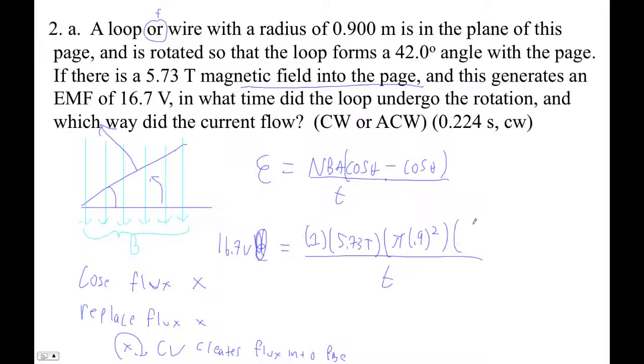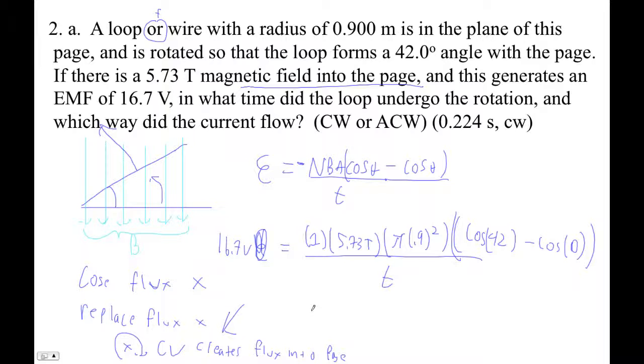And then let's see, this is going to be cos 42 minus cos 0, right? Okay. Notice that the net effect of this is that it's always 1 minus something or something minus 1. There's also a minus sign in here that we're just kind of ignoring because we know that it's going clockwise. So if I get a minus sign, I'm just going to ignore it because I already figured out the direction.